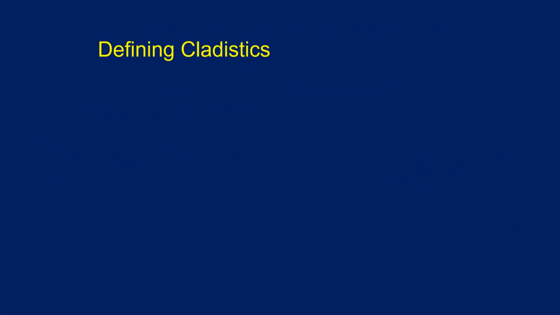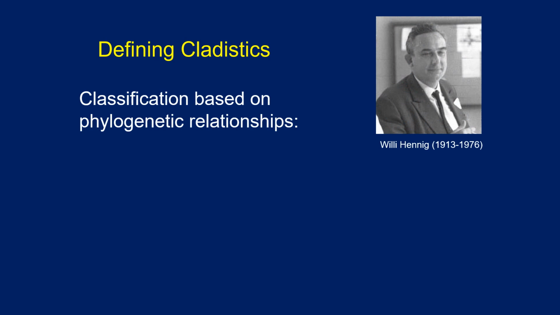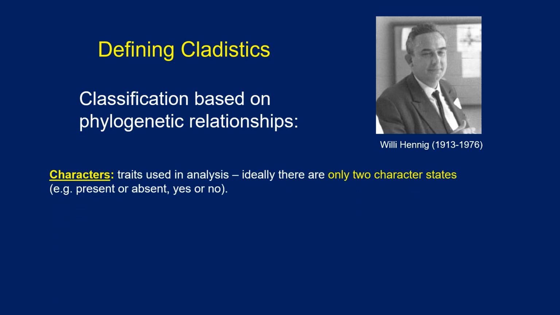So how do we do this? Well, the system was invented by this guy, Willy Henning, and after he came up with this, it kind of took off, and like I said, it's the most common means of recognizing these relationships and building groups. So a few terms here. What we're looking for are referred to as characters. Characteristics. Same thing, but in cladistics they're usually referred to as characters.